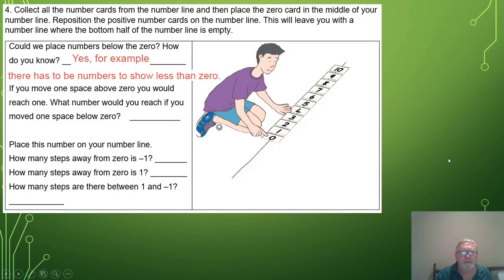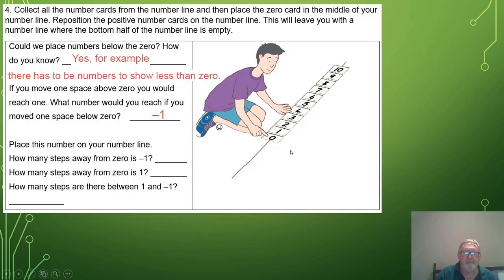So here's something to think about. If you move one space above 0, you'd reach 1. But what would you reach if you moved one space below 0? Jot down what you think. Did you say -1? All right, put -1 on the number line.